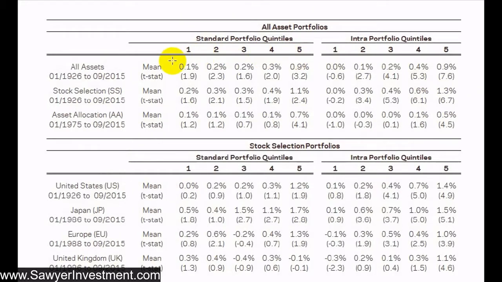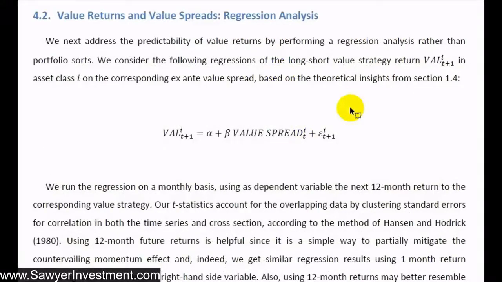But what the authors primarily want to emphasize here is that when we combine all the asset classes, that means the stocks plus the equity index futures and the currencies and bonds, we get a pretty steady monotonic increase here, a positive relationship between the value spreads and the performance of the value strategies in the next month after the portfolios were formed.